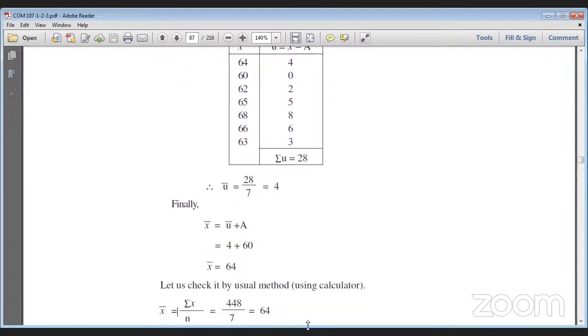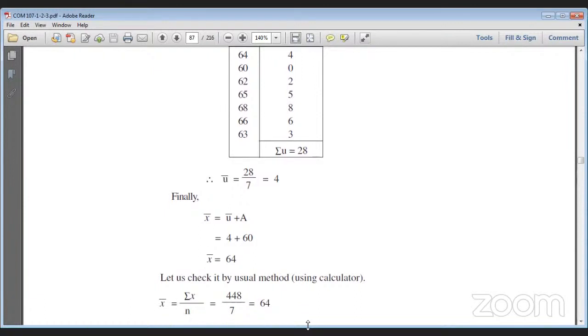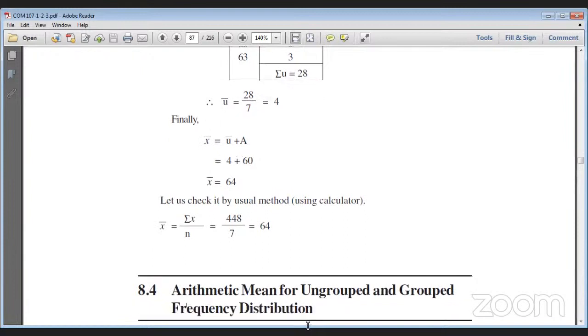Now let us check it by the usual method using a calculator. X bar is equal to summation x upon n. The total of the 7 figures is 448, divided by 7 is equal to 64. So in this way the answer will be the same.